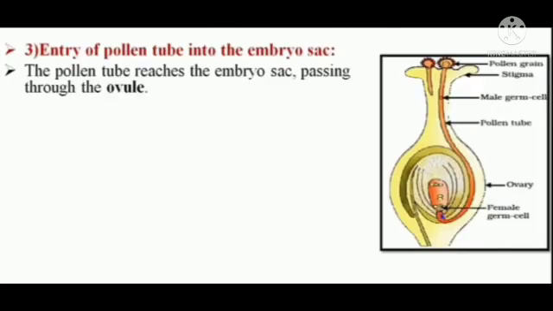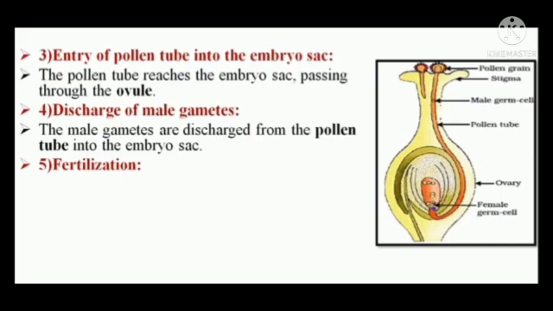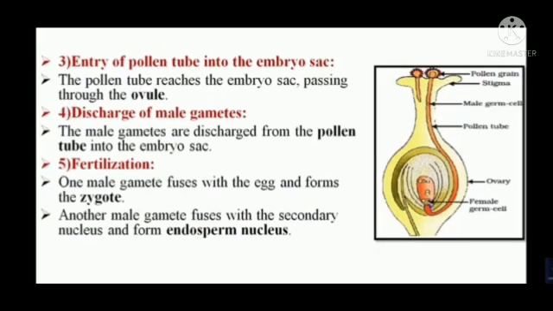Now next is the entry of the pollen tube into the embryo sac. The pollen tube reaches the embryo sac passing through the ovule, and the two male gametes are discharged from the pollen tube into the embryo sac. One of the two male gametes fuses with the egg cell and forms a fertilized egg, or zygote. The second male gamete fuses with the secondary nucleus, that is the definitive nucleus, and forms the endosperm nucleus. The secondary nucleus is formed by the fusion of polar nuclei. The zygote develops into an embryo, whereas the endosperm nucleus develops into endosperm. And the endosperm provides nourishment to the developing embryo.